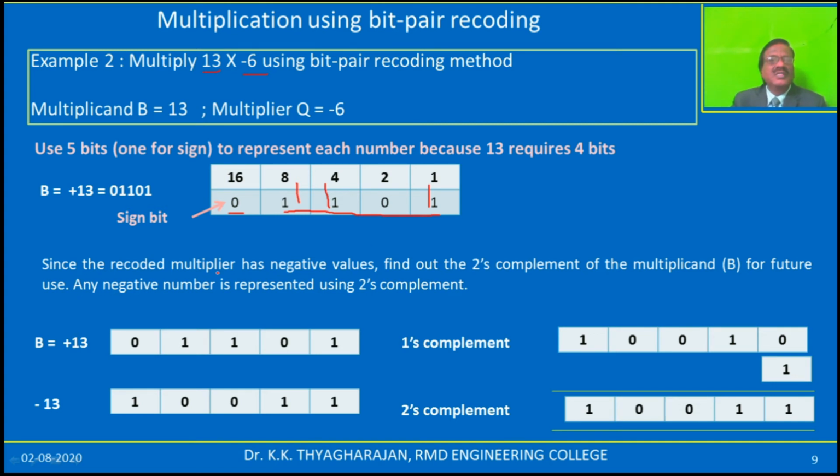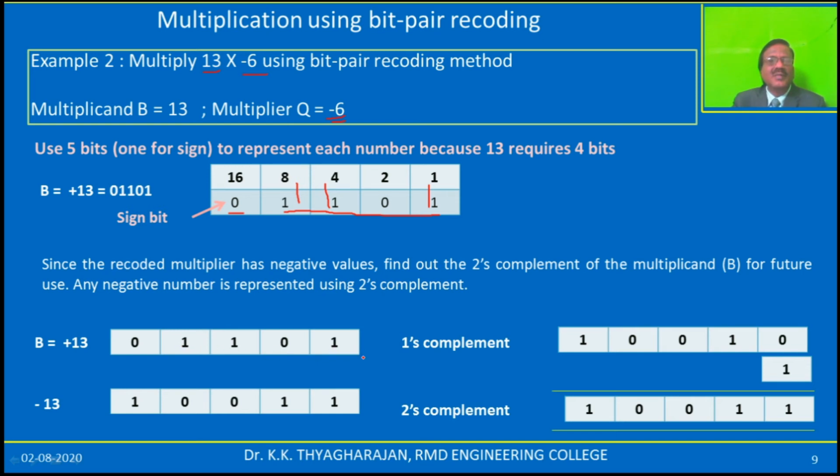Now, since the multiplier has a negative value, first find the 2's complement of the multiplicand for further use. Any negative number is represented using 2's complement. So plus 13 is this value, 0, 1, 1, 0, 1.